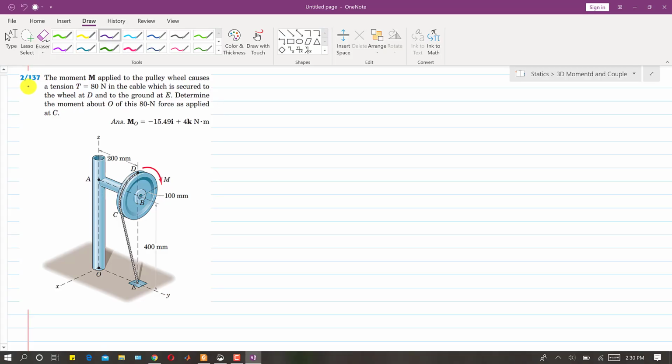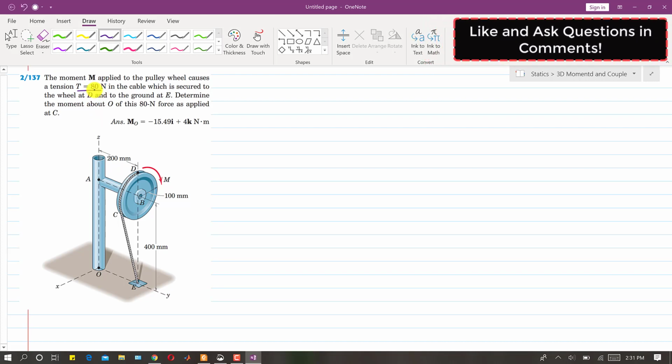Now I am going to solve this problem 137. In this problem it is said that the moment M applied to the pulley wheel causes tension T of 80 Newton in the cable which is secured to the wheel at D and to the ground at E. Here is a cable attached to this point D and this point E. When this pulley is rotated, a tension is generated in this cable, and the magnitude of that tension is 80 Newton. So this is given.